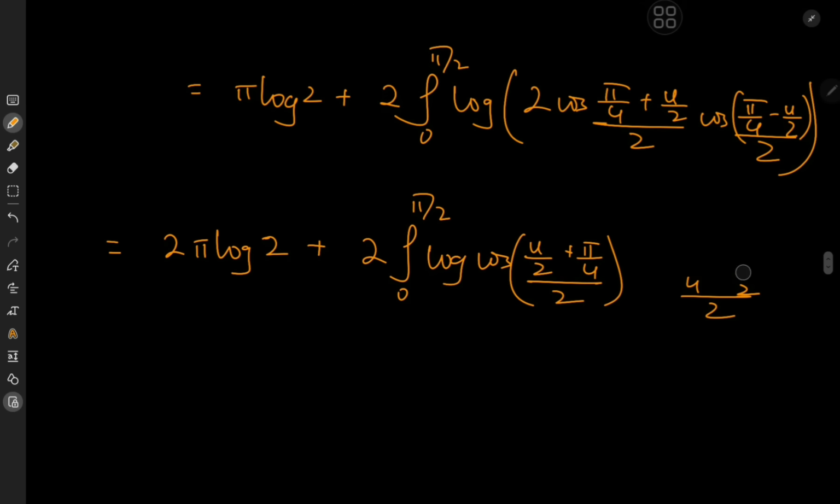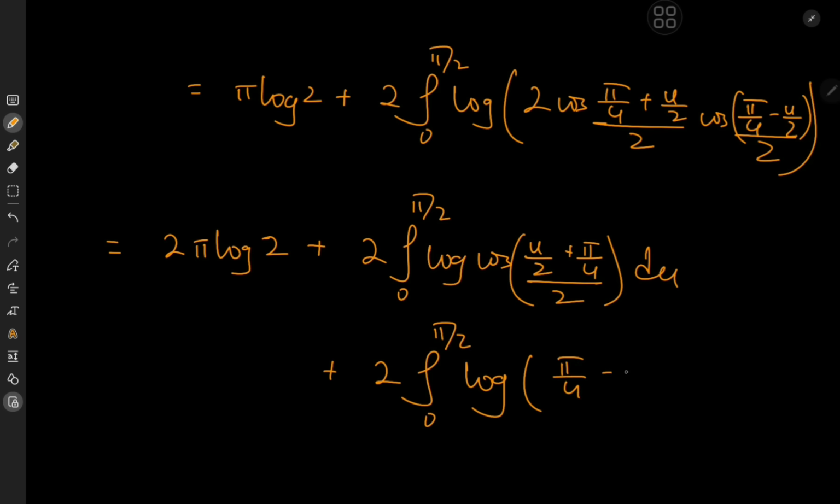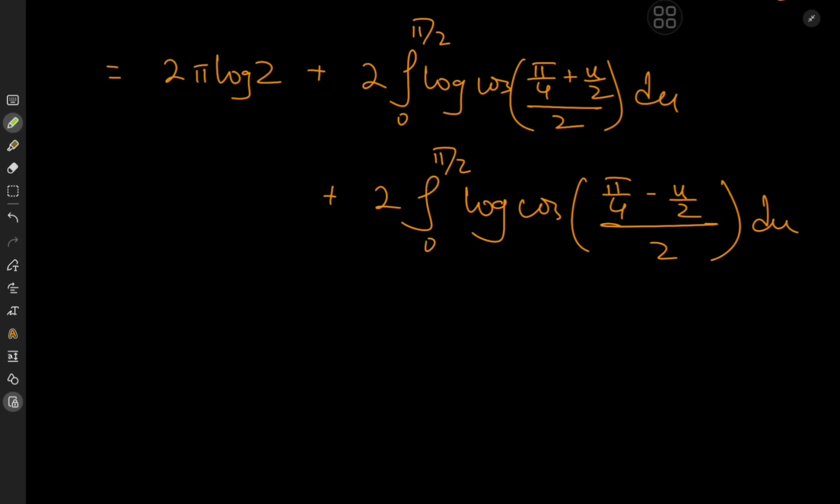And wait a second, I wanted to write this as two separate integrals, so here we go. 2 times the integral 0 to pi by 2 of the logarithm of cosine of (pi by 4 minus u by 2) divided by 2 du. Now, the two integrals we have do look quite strange, but we can reduce them to an integral we've solved many, many times here on the channel by a couple of nice substitutions.